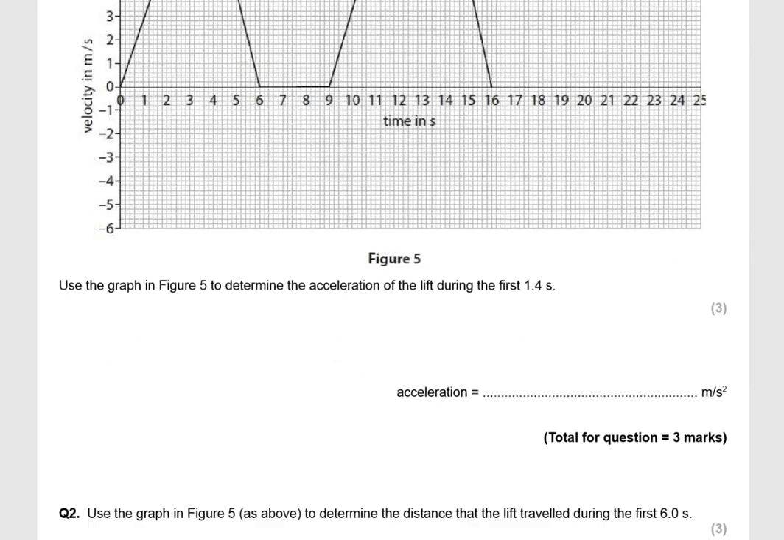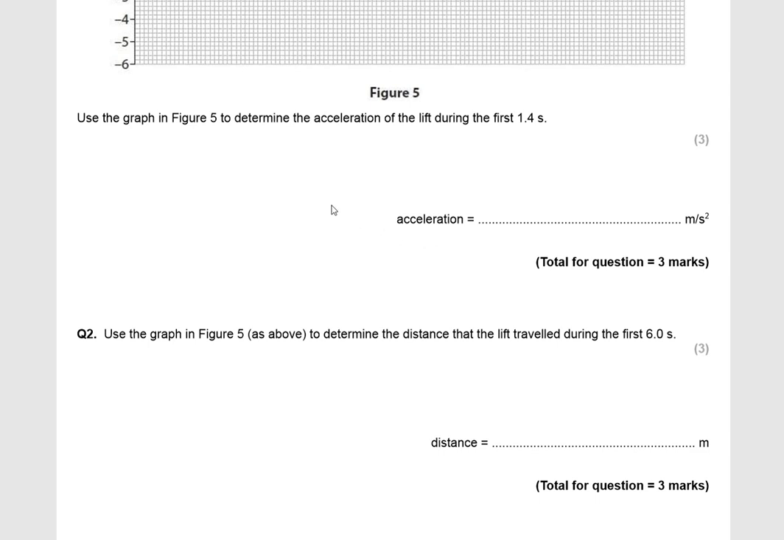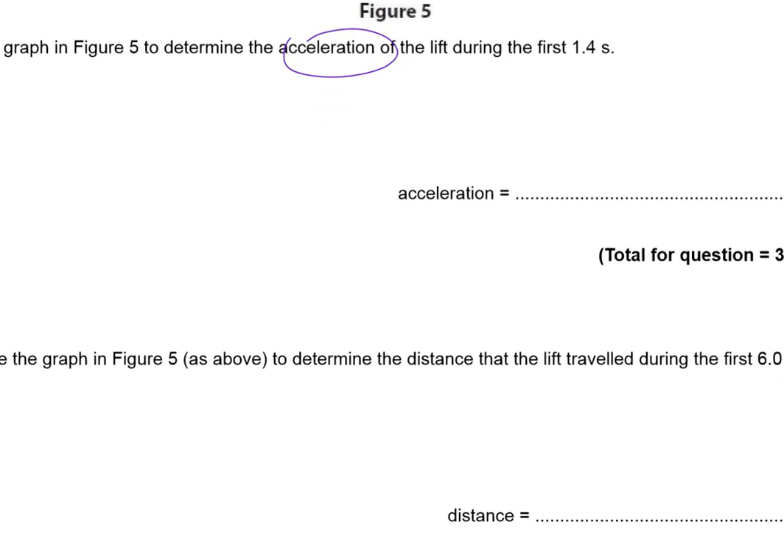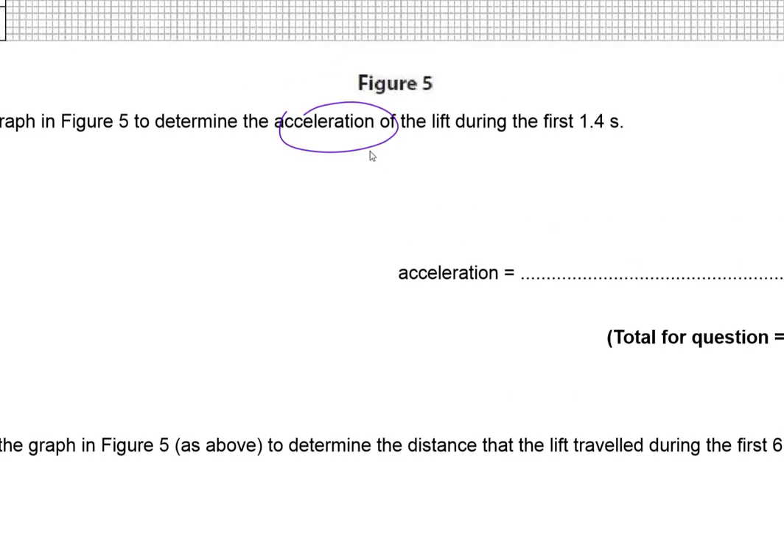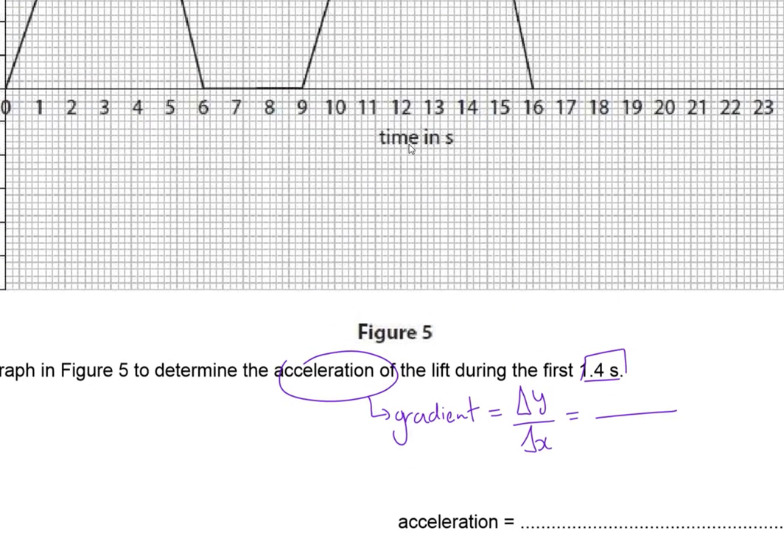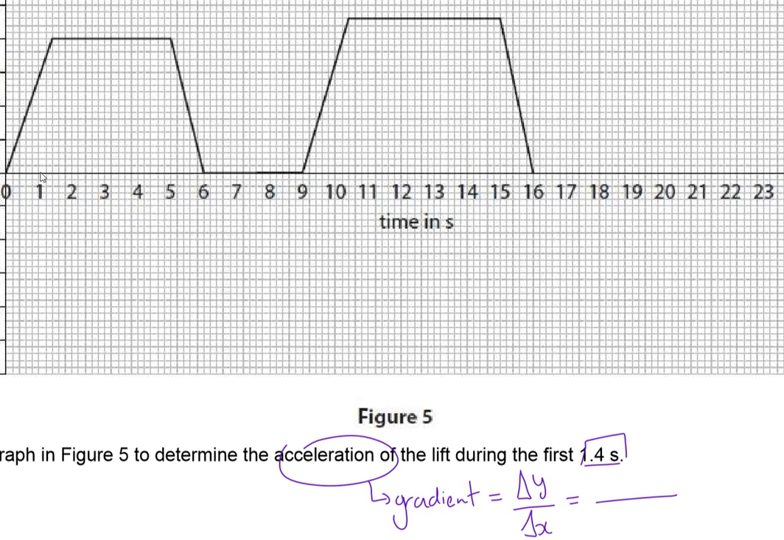Now what we have here is the acceleration. The acceleration can be calculated, and this is very easy and straightforward. It is calculated from the gradient. Now you guys do maths: how do you work out gradient? Gradient is the change in y over the change in x. The change in x we know is 1.4, because we want to know the first 1.4 seconds.